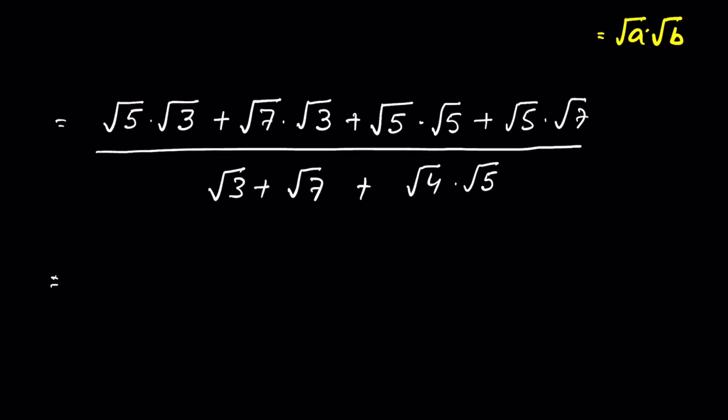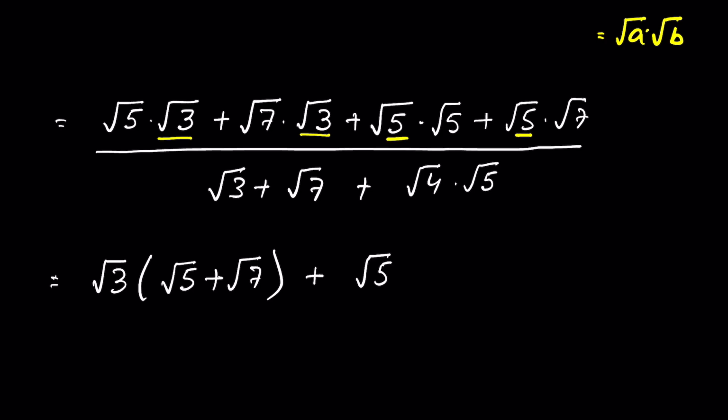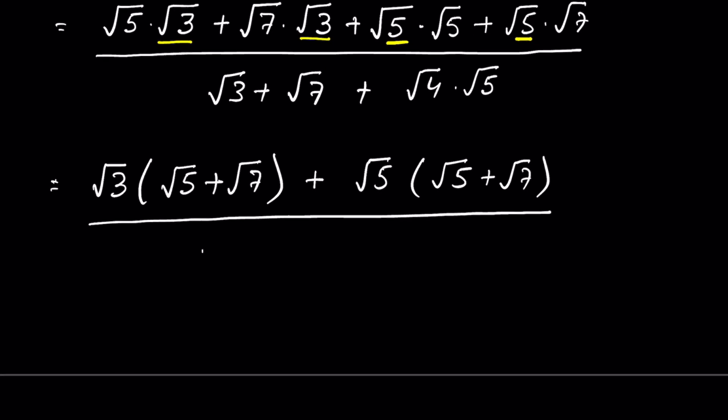Now here we can take square root of 3 common. So write square root of 3 times parenthesis square root of 5 plus square root of 7. Then plus, here we can take square root of 5 common. So square root of 5 times square root of 5 plus square root of 7, upon square root of 3 plus square root of 7. Square root of 4 is 2 times square root of 5.